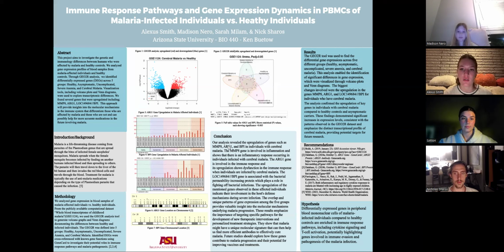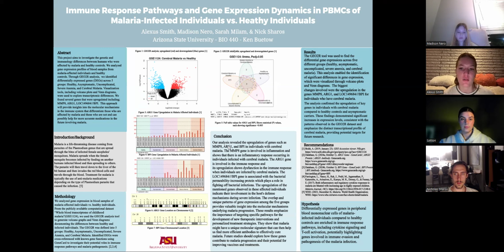Using GEO2R, we analyzed blood samples and identified key genes with increased activity in cerebral malaria, such as MMP8, ARG1, and BPI. Visualization tools like volcano plots and Venn diagrams helped us understand these changes. This research highlights molecular mechanisms in malaria and could guide the development of better treatments in the future.